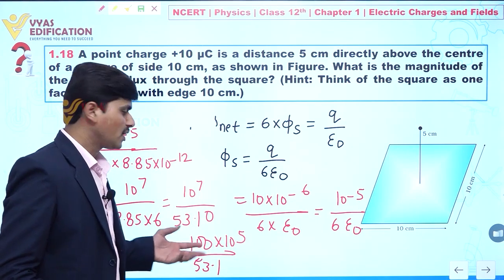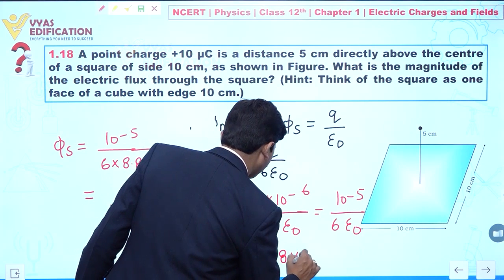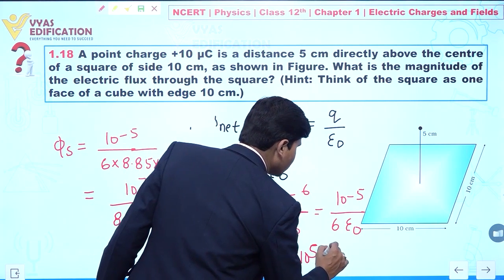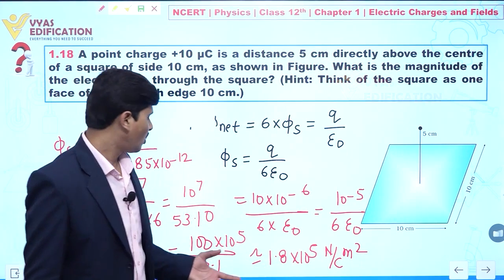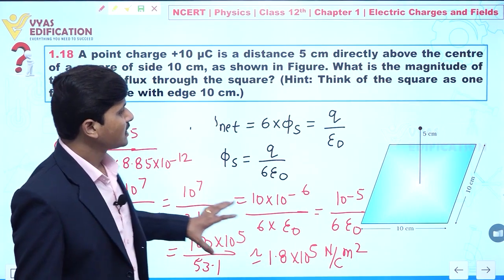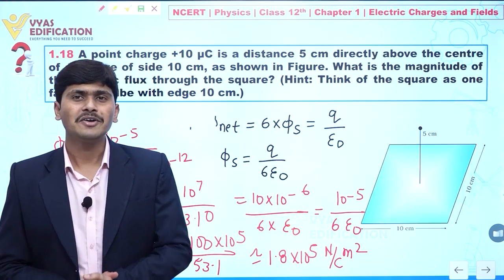Yes or no? So if you calculate, approximately you will find 1.8 into 10 to the power 5, and this is Newton per coulomb meter square. Clear? So this is value of flux. This is passing through this plane surface. Clear to everyone? So this is all about this question.